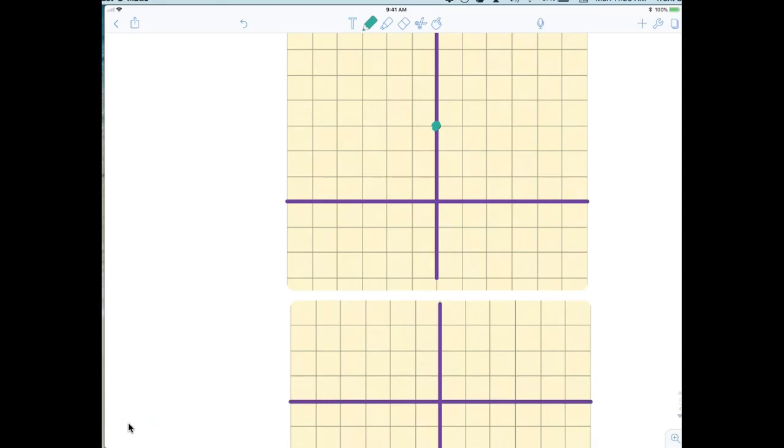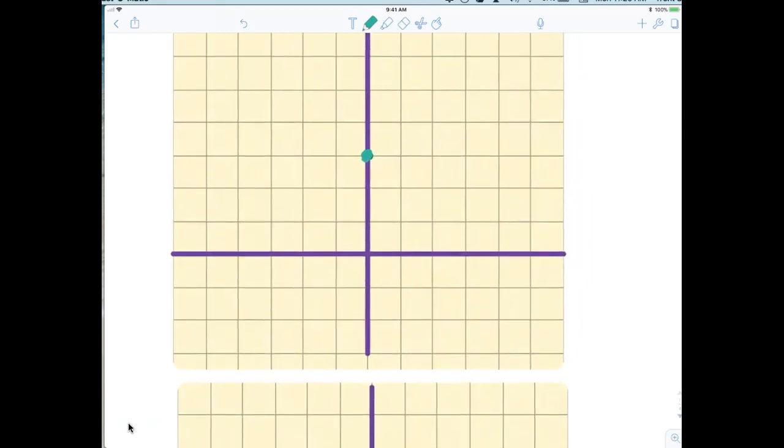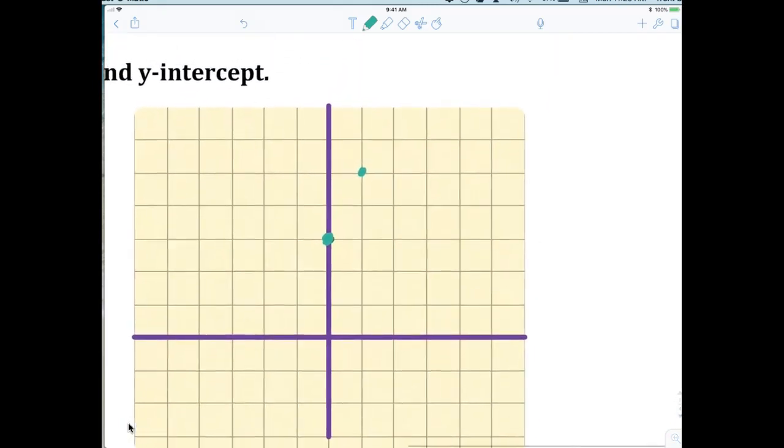All right, so from this point, let me make sure you're hearing me. From this point, I'm highlighting this point on the screen. Does everybody see that? From that point, I'm going to go up 2 and over 1 to the right 1. Now I plot that point. Does everybody see that? Now, can I draw the line now that I have 2 points? Yes. But just for now, I want to show you something else.